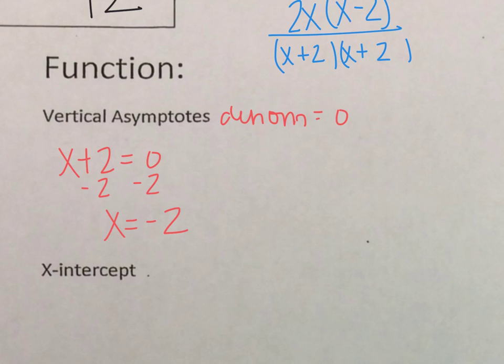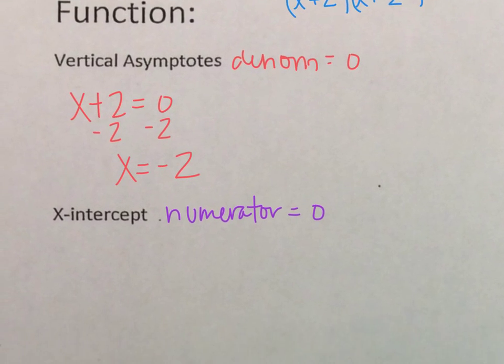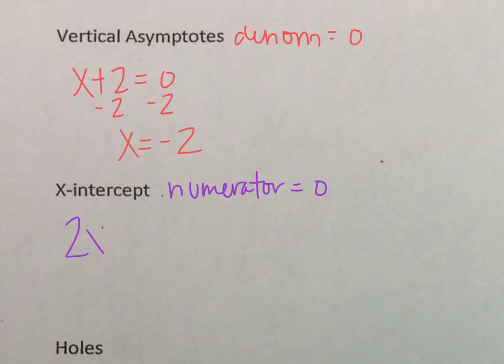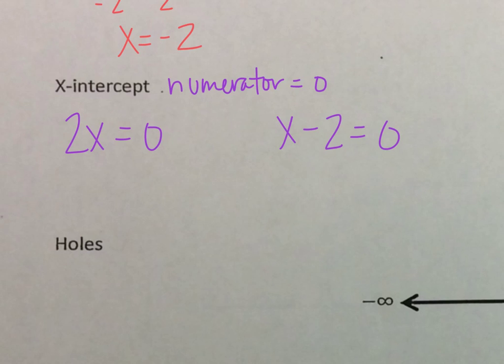My x-intercepts happen whenever the numerator is equal to 0. So if my numerator equals 0, then there are two factors there. I have 2x equal to 0, and there was x minus 2, which I'm going to set equal to 0. So that means I have an x-intercept at 0, and I have an x-intercept at 2.